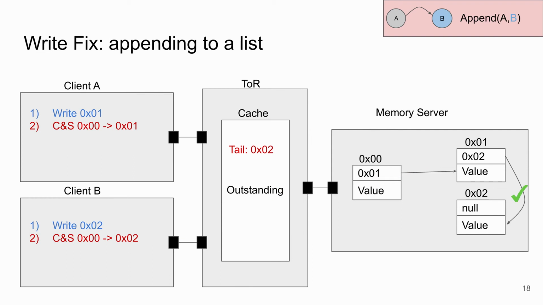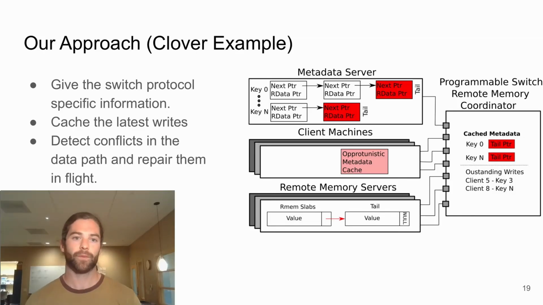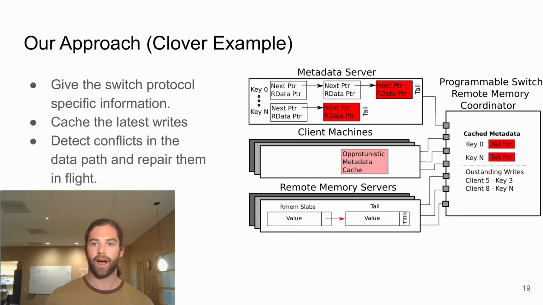This is the nature of our fix: we've cached a small amount of metadata on a TOR, and then we use it to deal with write conflicts in the data path. As a proof of concept, we've instrumented Clover. We have interposed on Clover. We cache the tail pointer per every key because that's the way that this algorithm works. And whenever write conflicts occur, we modify the RDMA packets in flight so that they all succeed.